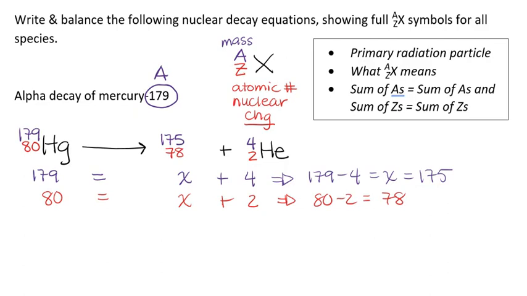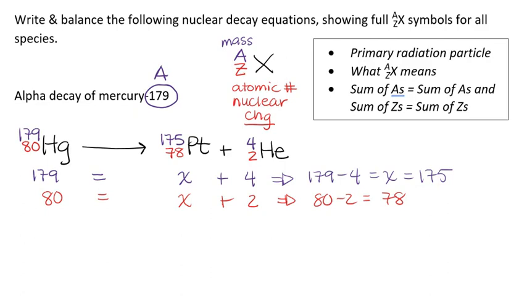But I still don't know what the symbol is, and that's where the periodic table comes in. So I know that the value of Z for this isotope is 78. I look that up on the periodic table, and I find that 78 is the atomic number for platinum. And I write the symbol for platinum.